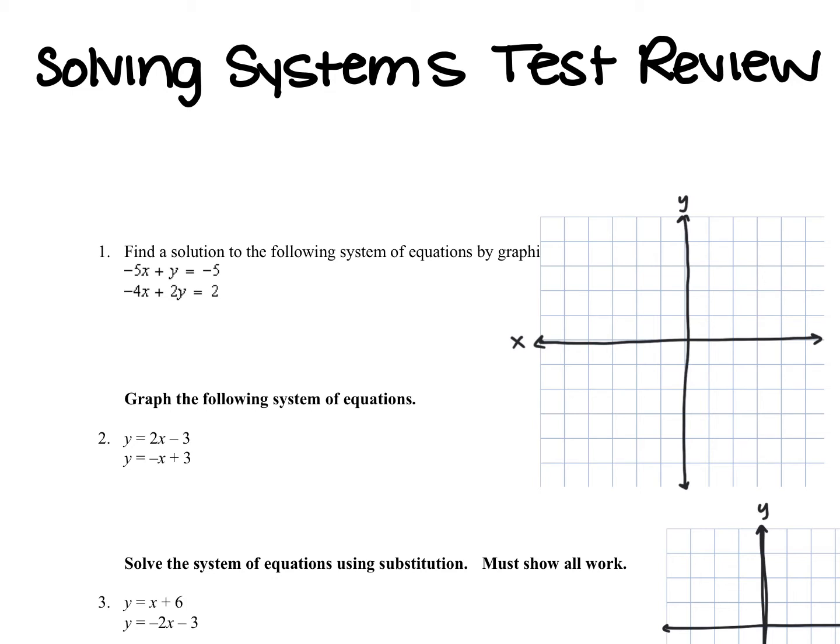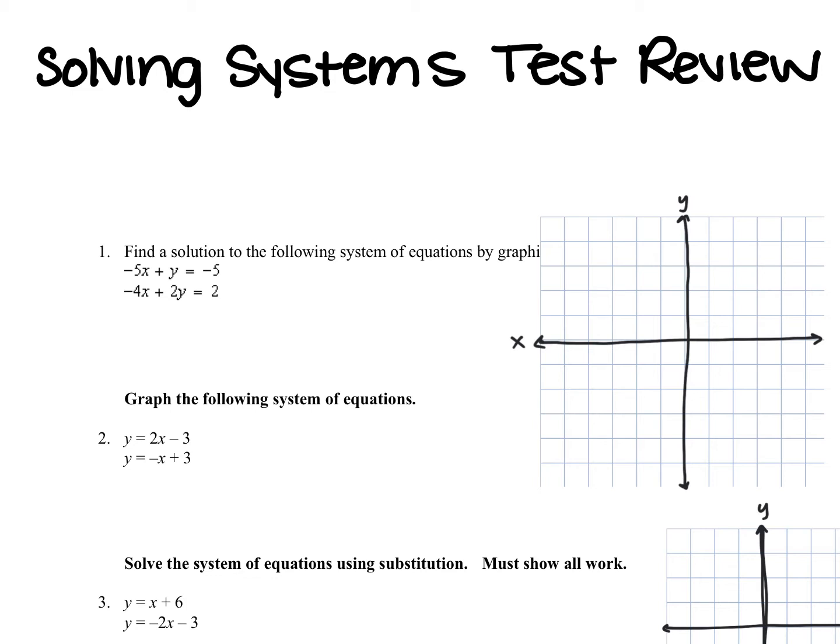The only thing that you're not going to see on your review that is on your test, which was also on your quiz, is whether or not a given ordered pair is a solution to the system. When those are the questions that you get, make sure you plug in your x for x, your y for y in both equations. If you get a true statement for both, then you know that it's a solution. If you get a false statement for both, or one, then it's not a solution.